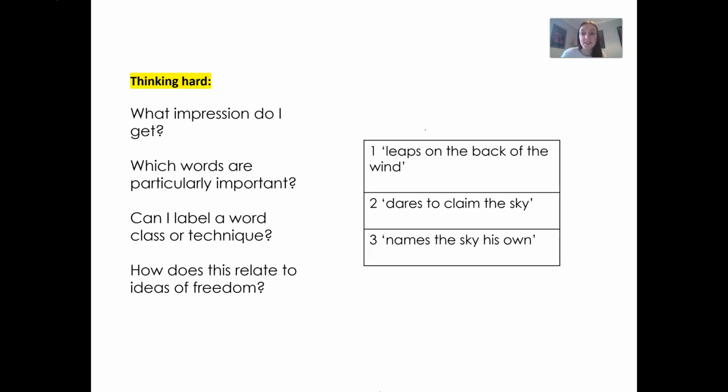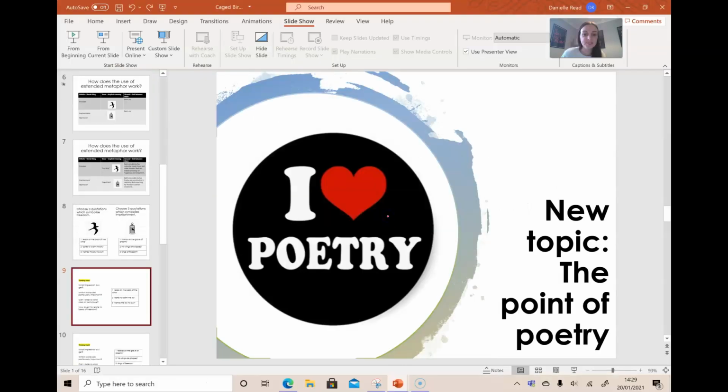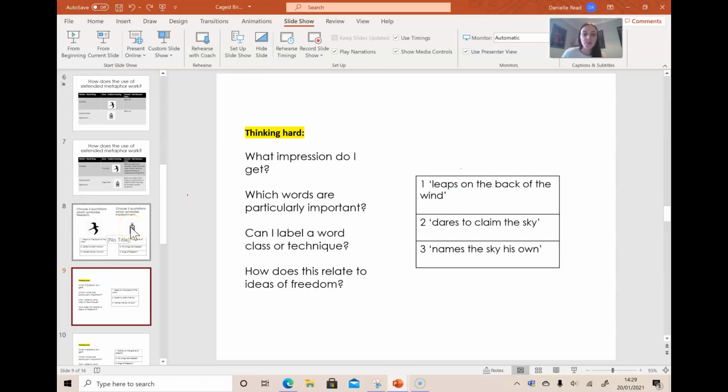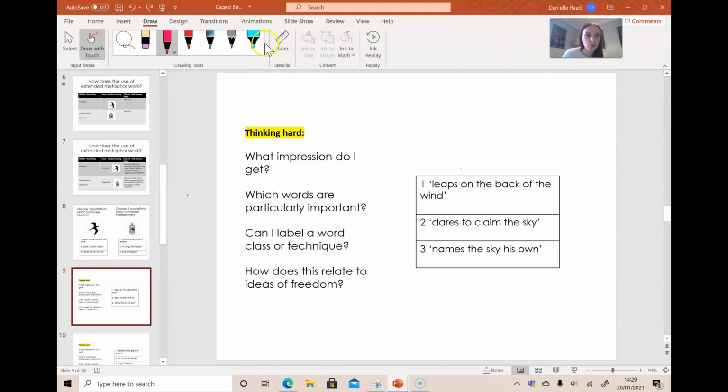Okay, I'm going to attempt this, guys. Let's see how it goes. Here we go. So, looking at my examples, first of all, let me draw on here for a minute. I'm going to look at this first one. So, leaps on the back of the wind. Okay, so let's highlight this word here, leaps. This is particularly interesting to me.